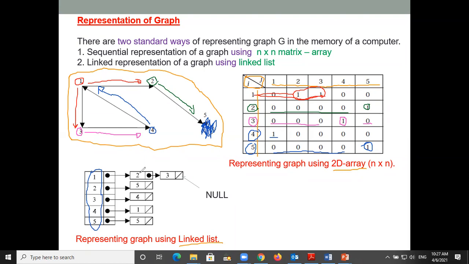Number 1 is pointing to number 2 and then after that, number 3. Okay, so then after that, stop. So you must do all the stop with this one because there is no more pointing. This means that null. Null means that there is no more pointing.